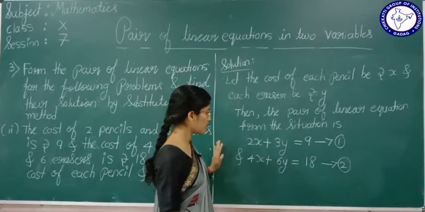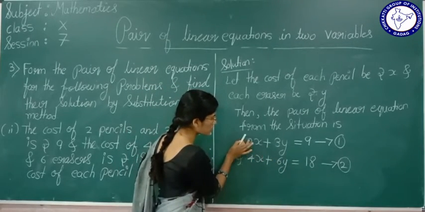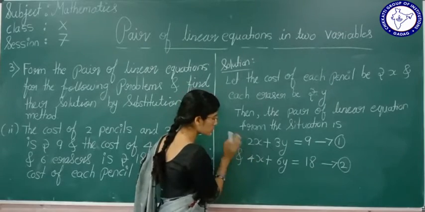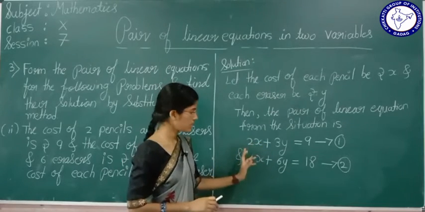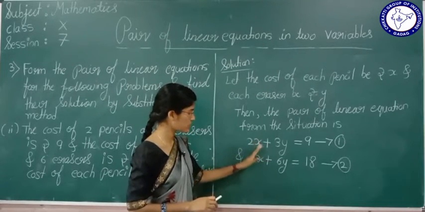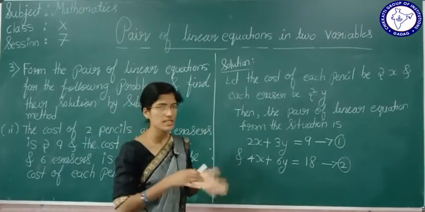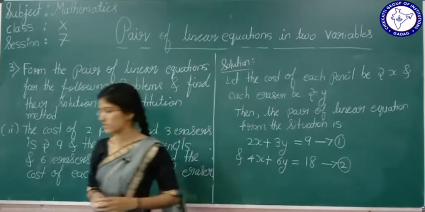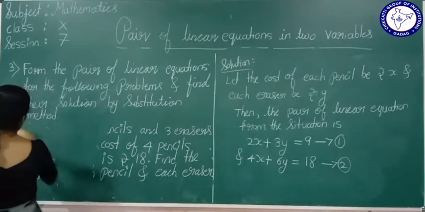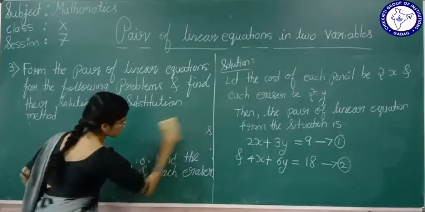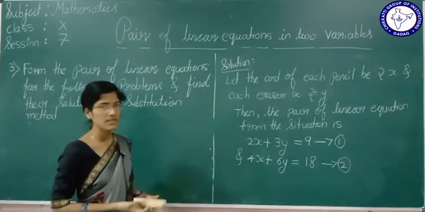Now listen here. What I told you: choose a variable in such a way that its coefficient should be 1. Here nowhere is it 1, right? The coefficient is not 1 here. Then it's your wish, express x in terms of y or y in terms of x. You have to find out the cost of the pencil and the eraser.